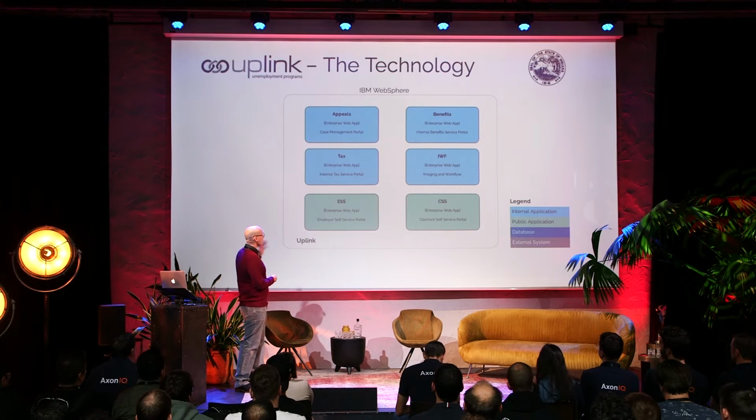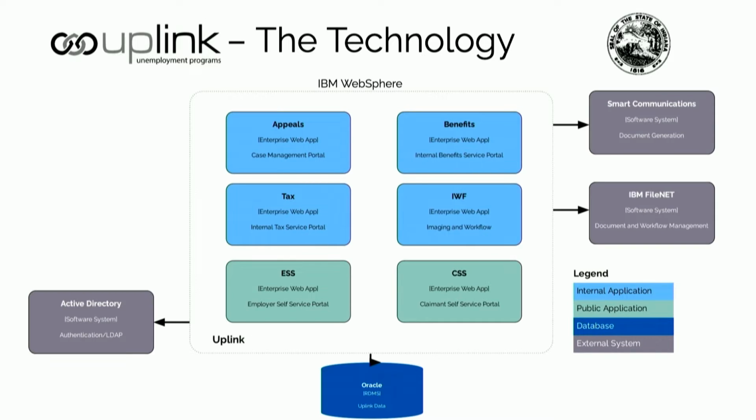So I'm going to flip through this pretty fast, but another problem we have with Uplink, as you can imagine, being so big, is that it has lots of integrations. The ones I'm concerned with today are IBM FileNet, which does our document management and our workflow, and what's called Smart Communications, which is our document generation. Having all this old stack and trying to integrate with things, you're constrained by what you can do.